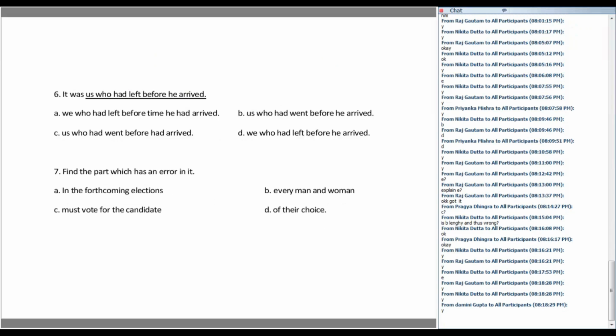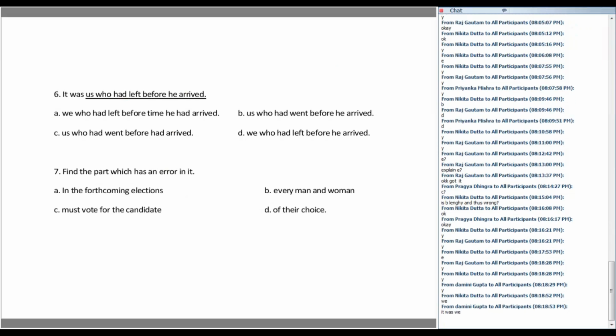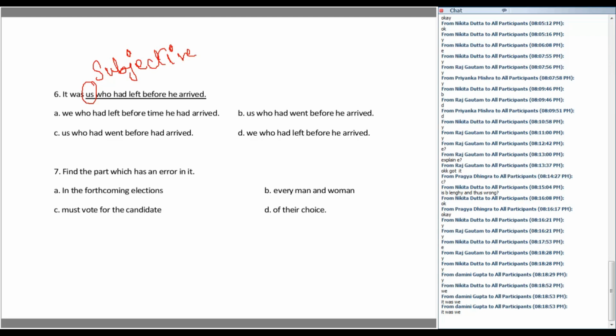Number 6. What does question number 6 say? It was us who had left before he arrived. Is this correct? It was we. Why? Because here you'll have to use the subjective case. You need the subjective case over here. Whereas what you have done, you have used us, which actually is objective case. So it was we who had left before he arrived. Answer is D.